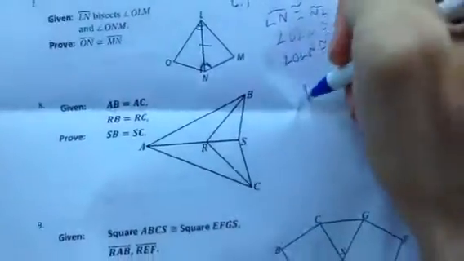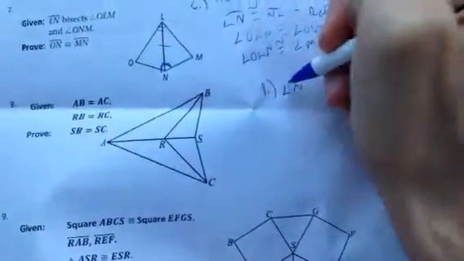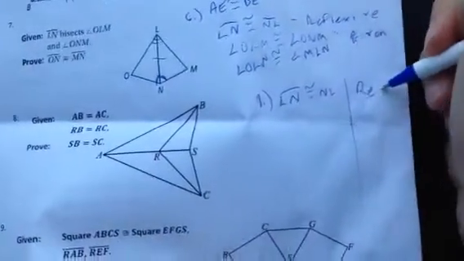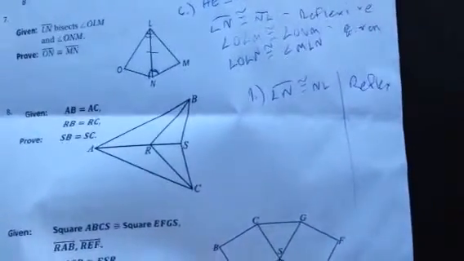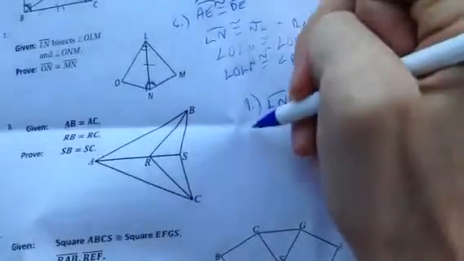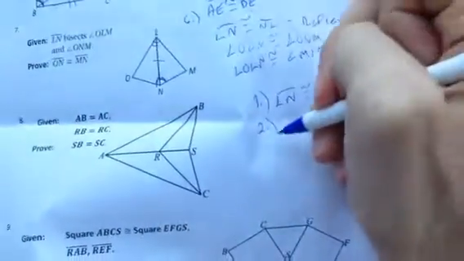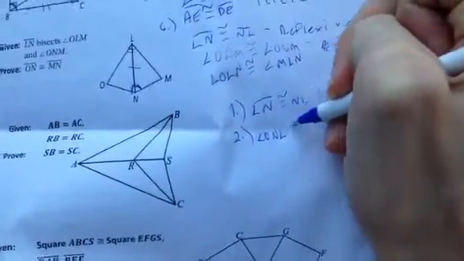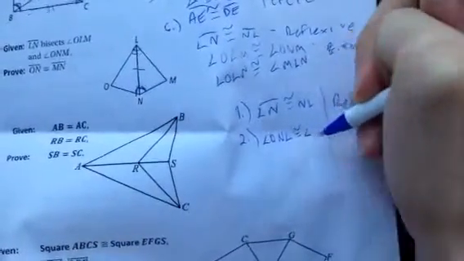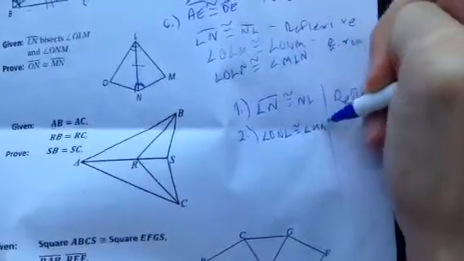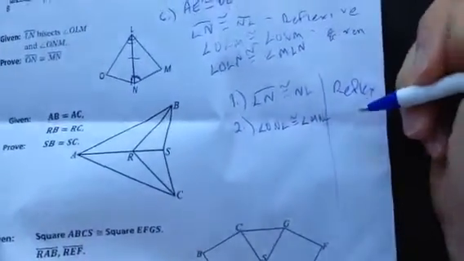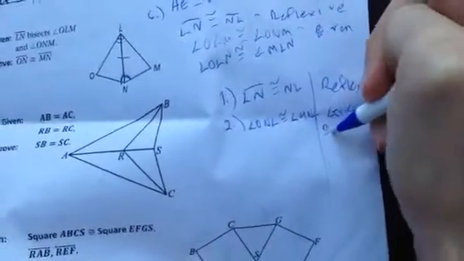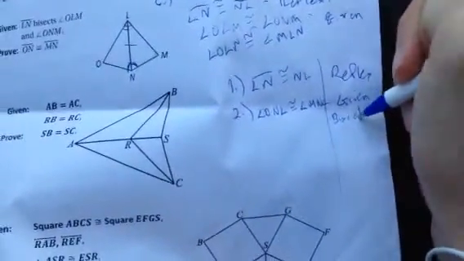Alright. So we have first off, LN is congruent to NL. We said that's reflexive. Okay? I'm running out of space. So then number 2 is we have angle ONL is congruent to angle MNL. And we said that that's given because of the bisector. I'll just write that down as well. We'll see if I spell it right.